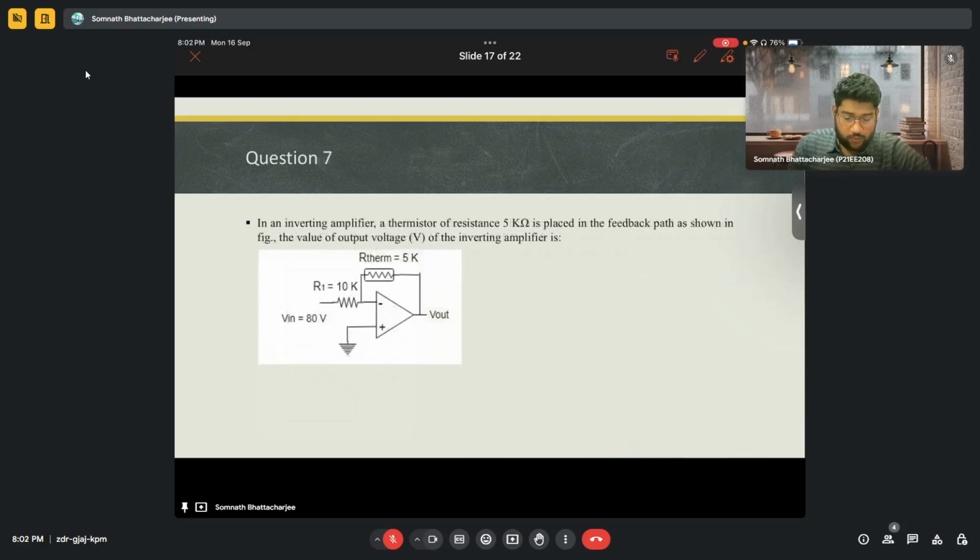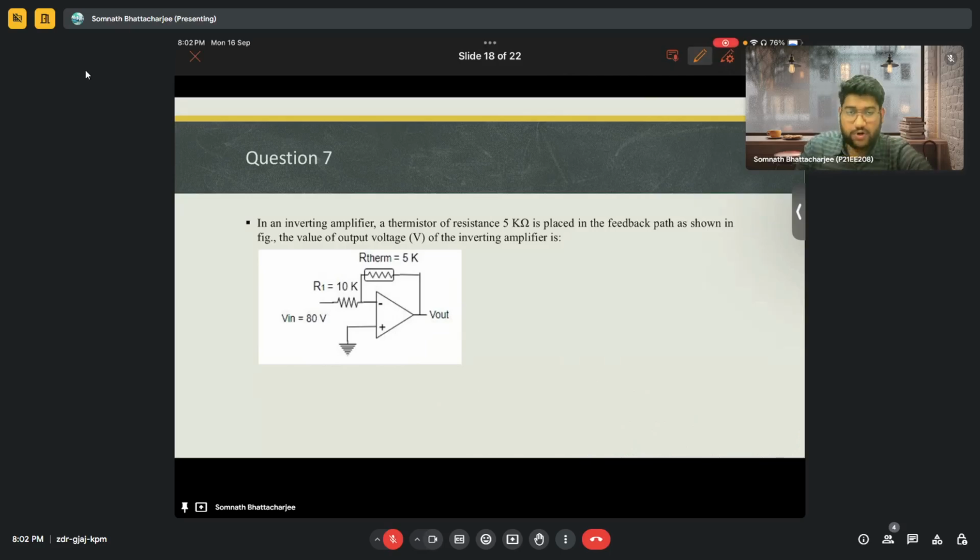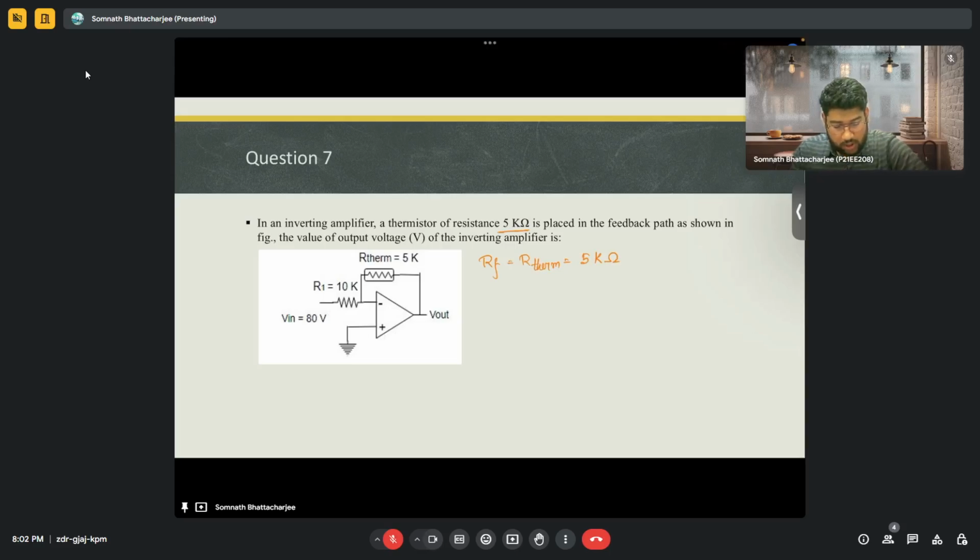Move on to the next question. In an inverting amplifier configuration of an op-amp, a thermistor of resistance 5 kilo ohm is placed in the feedback path. From this we get RF equals R thermistor equals 5 kilo ohm. We need to find the value of the output voltage Vout of the inverting amplifier. I'll give you 2 minutes to try to answer this and work out how to calculate it as well.